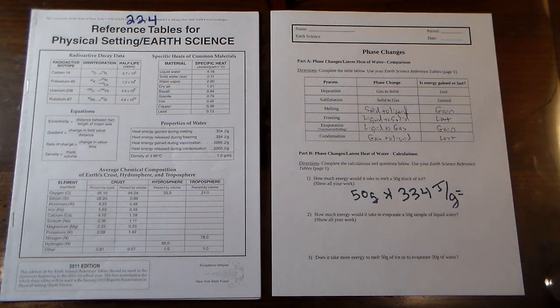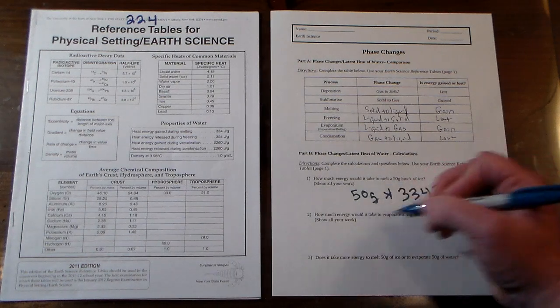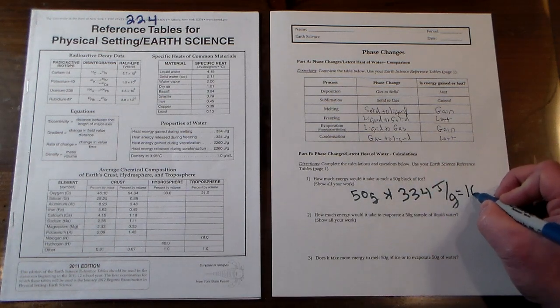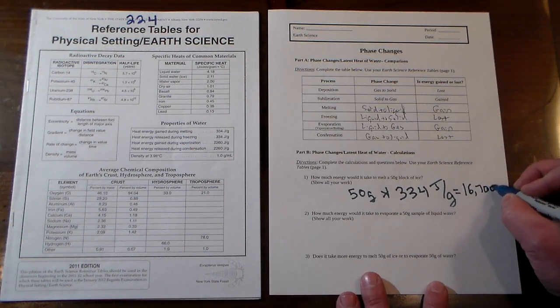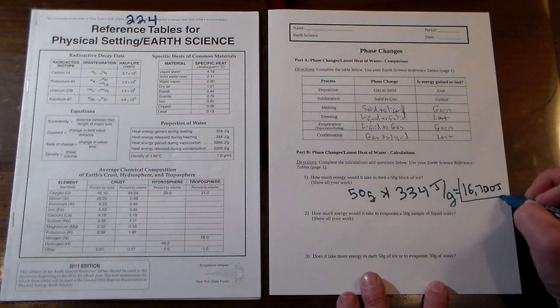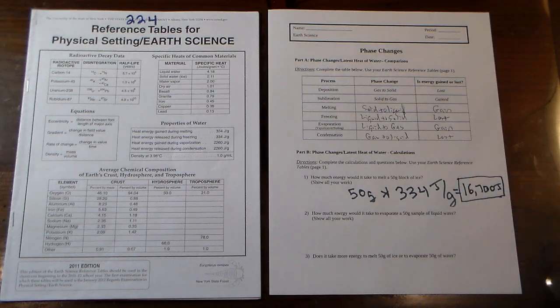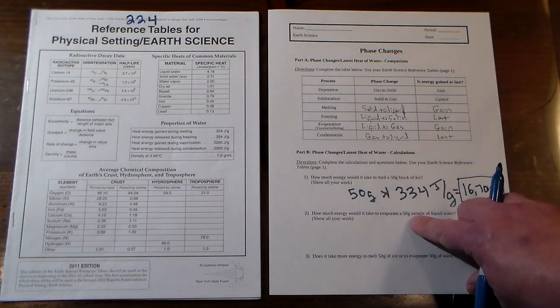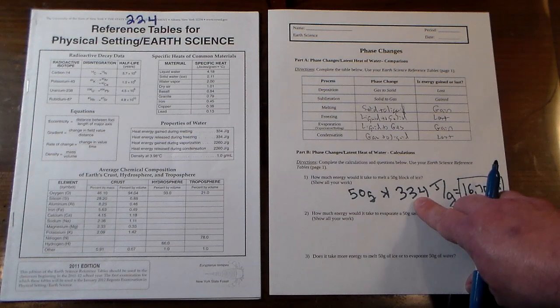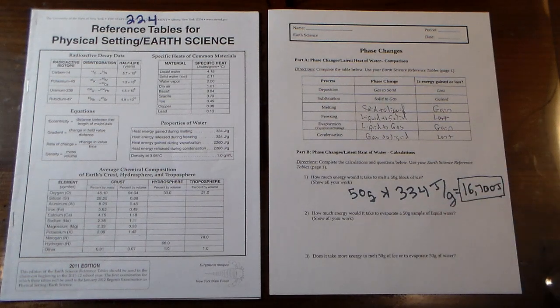When you do that, put it in your calculator, the grams reduce, so they're gone, and you're going to get 16,700 joules of energy is what it needs to melt that 50-gram block of ice. So the next question then is, how much energy would it take to evaporate 50 grams of liquid water? Notice the mass is the same, but the energy involved is going to be different. So pause the video, give it a shot on your own, and then unpause when you're ready, and we'll go ahead and check this out.